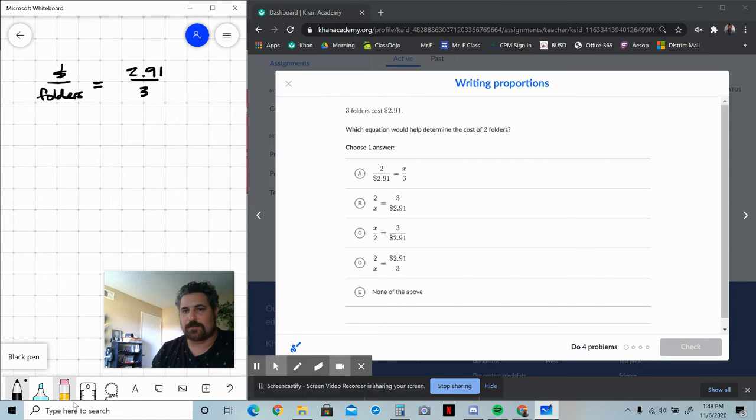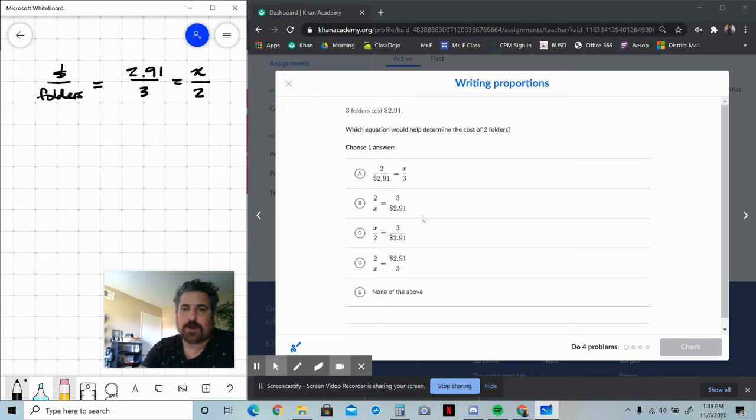And so the way that I would set this up is, it says, which equation would help determine the cost of 2 folders? Well, then I would keep folders on bottom, and I would have the price on top, the unknown price. So that's the way I would set this up. I would first look to see if they have the way I would naturally set it up. Do they have 2.91 over 3 is equal to x over 2? I see 2.91 over 3 is equal to 2 over x, but that's not the same.